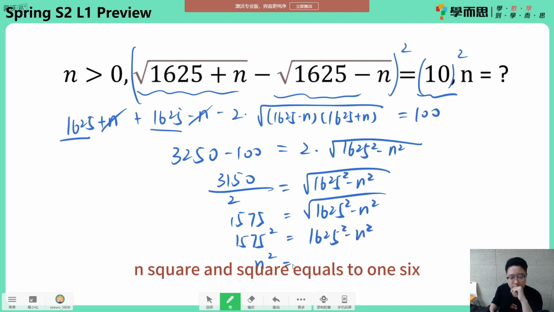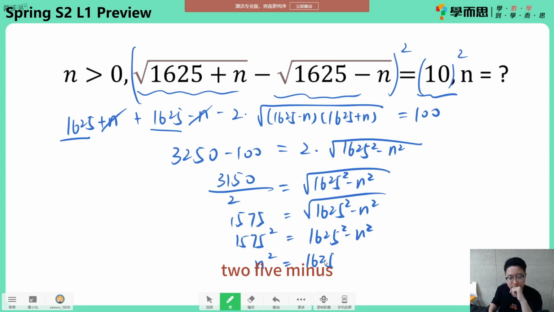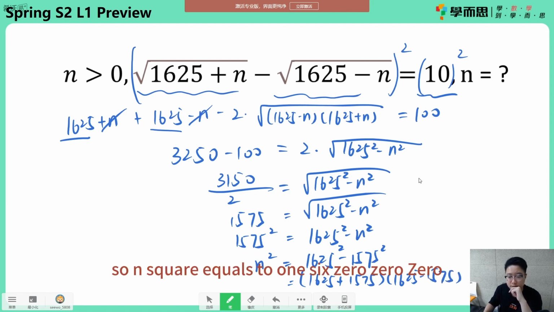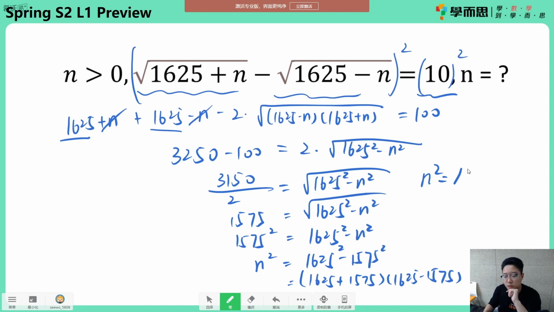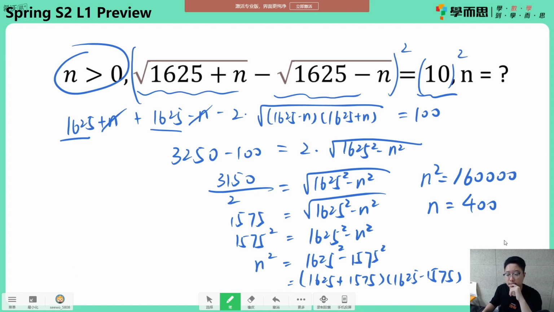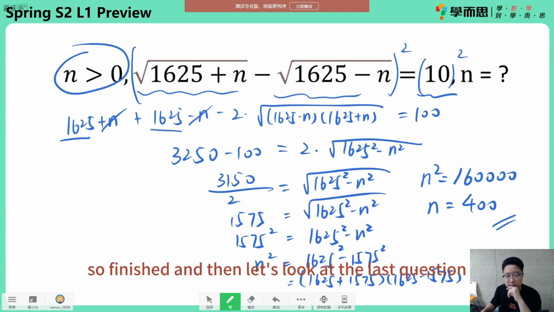n squared equals 1625 squared minus 1575 squared equals 1625 plus 1575 times 1625 minus 1575. Okay? So n squared equals 160000. Okay? So n equals 400 because n is greater than 0. All right? So finished. And then let's look at the last question.